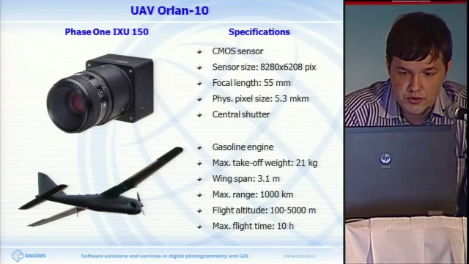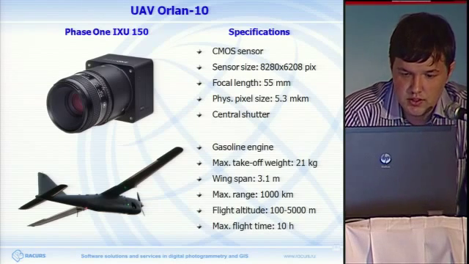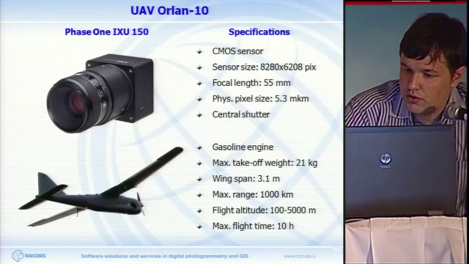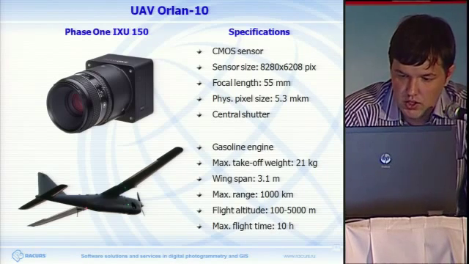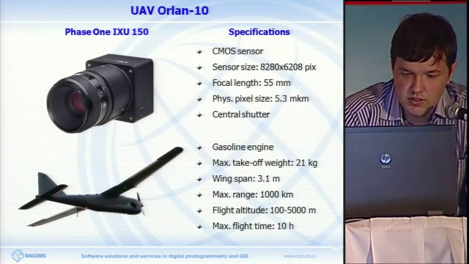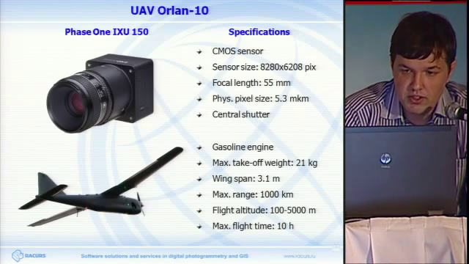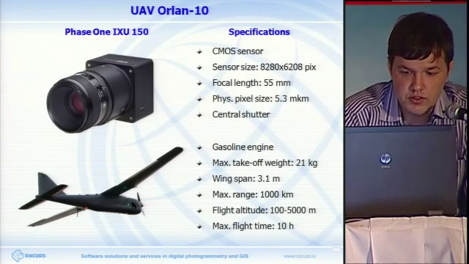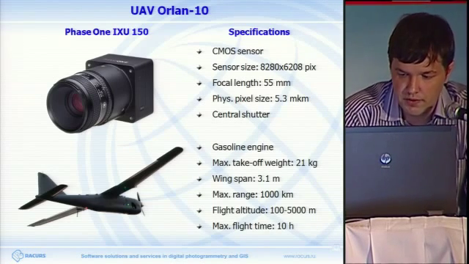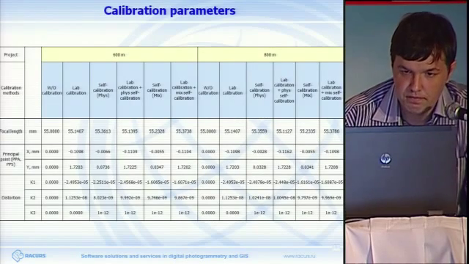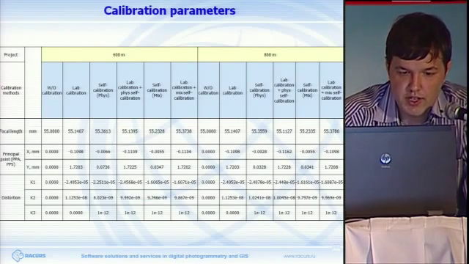And the model of UAV that we mounted this camera on was the medium class Orlan 10. Its specifications can be viewed on the screen. It is one of the largest UAV models in Russia, which can be launched and landed freely.